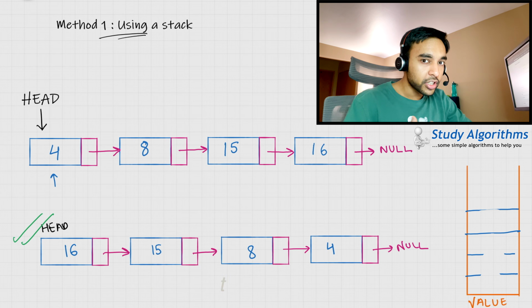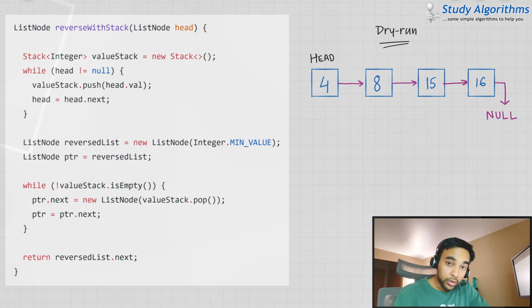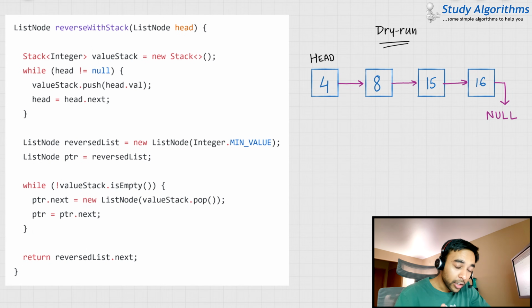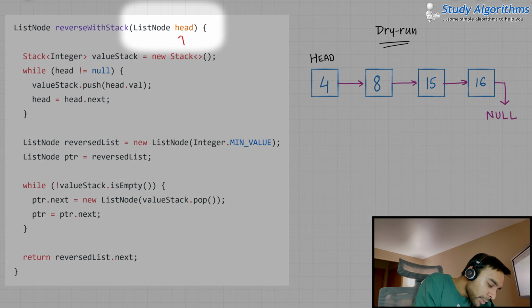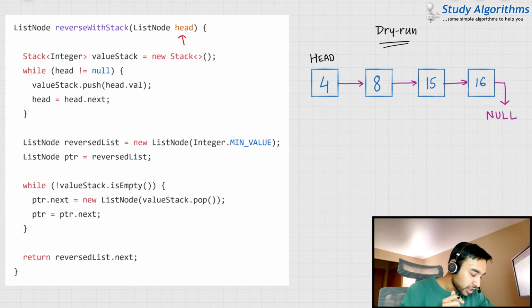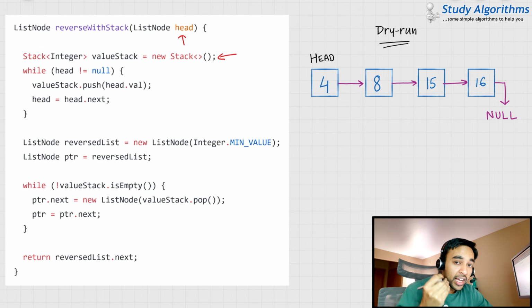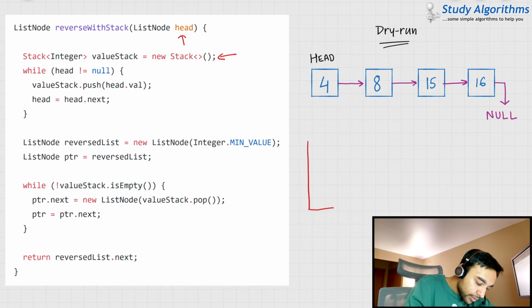How does the code for this look? On the left side of your screen, you have the code to implement this algorithm. And on the right, I have a sample list. So I pass in my head as a parameter to the function. Next, I create a new value stack that will be holding all of my values from the linked list. So this is my value stack.